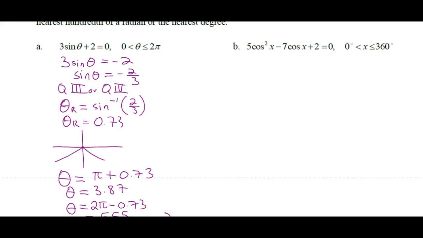5 cos squared x minus 7 cos x plus 2, 0 to 360. What are we going to do for this one? So we're going to have to factor, right? It's a quadratic in cos x. So one of the factors will be 5 cos x, and the other one will be cos x. And it's equal to 0, right? Don't just factor it and leave off the equal 0. Equal 0 is important. Allows us to actually solve.